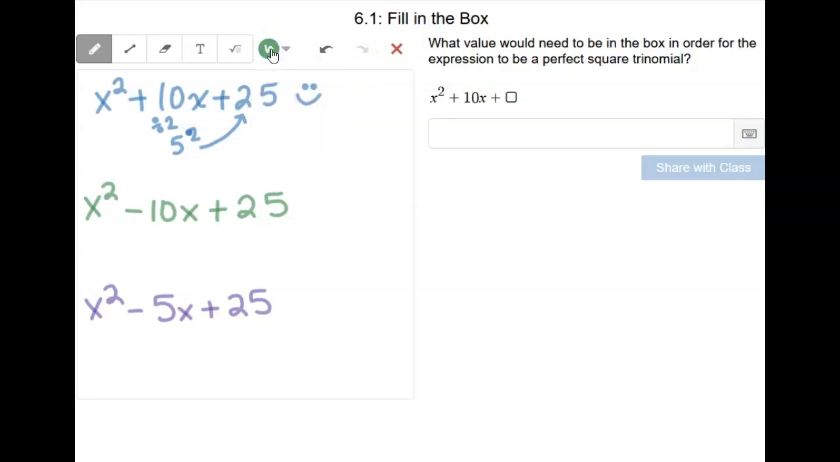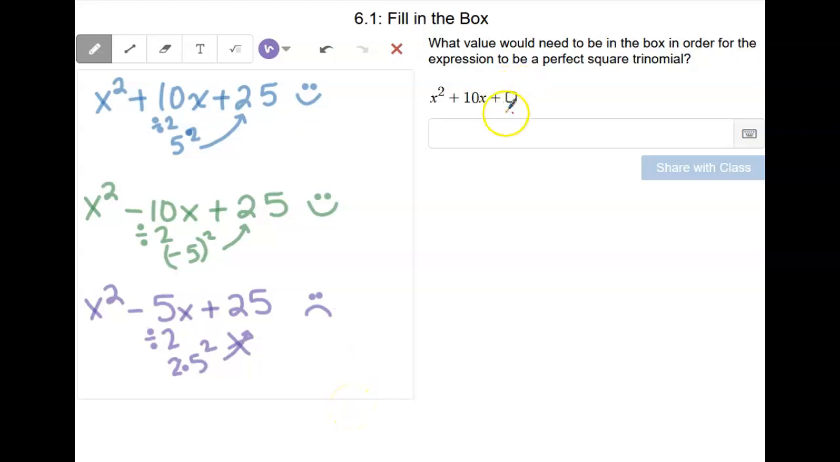Same thing for the second one down here. I divide by 2 and get negative 5. When we square negative 5, we still get positive 25. So this one is a perfect square trinomial. With the last one, if I divide by 2, I get 2.5, and if I square 2.5, I do not get 25. So even though 5 is the square root of 25, it's not a perfect square trinomial, because if I take half of 5 and square it, I don't get 25. So this one is not a perfect square trinomial.